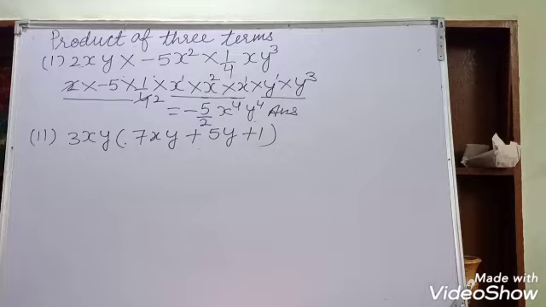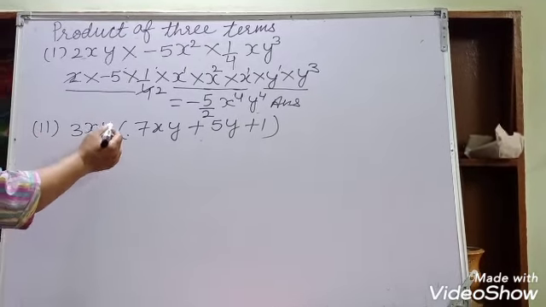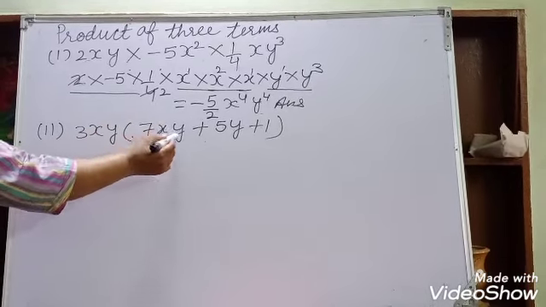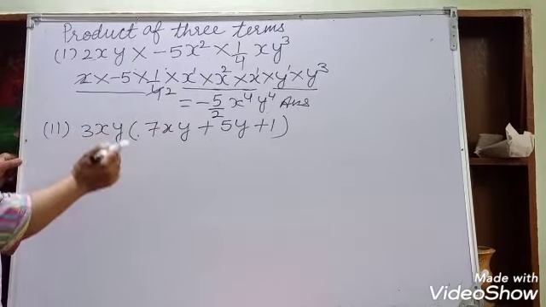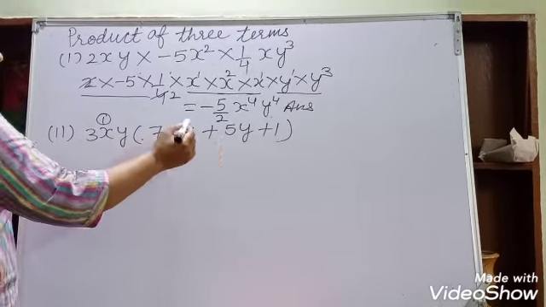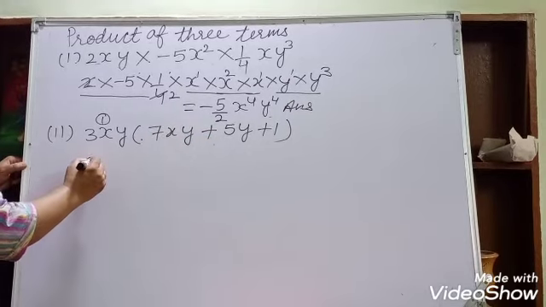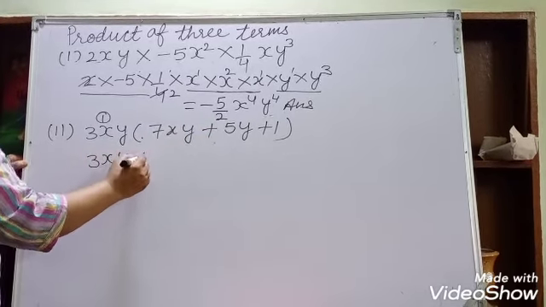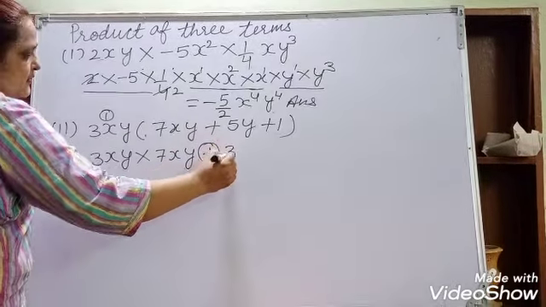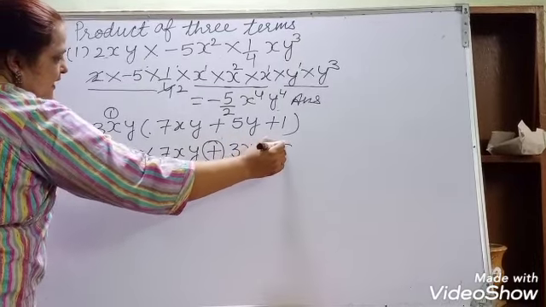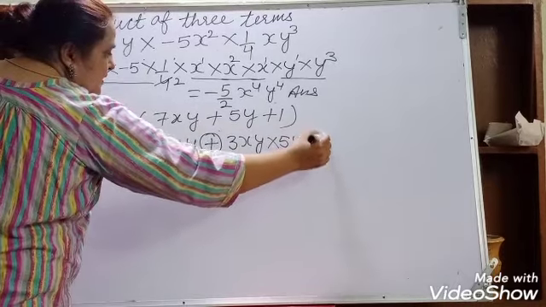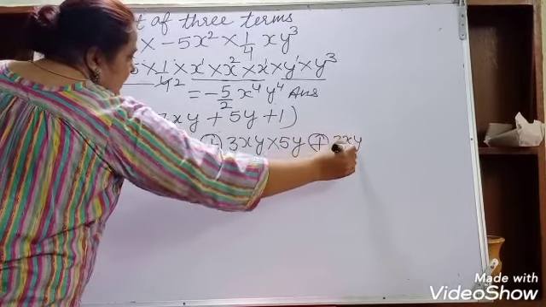Now when we have to multiply a monomial with the bracketed expression, how we have to do? 3xy into 7xy plus 5y plus 1. Now this is the first term and it is going to be multiplied with every term that is inside the bracket. So 3xy into 7xy plus 3xy into 5y. I have circled the positive sign so that you may be able to differentiate between the terms, plus 3xy into 1.